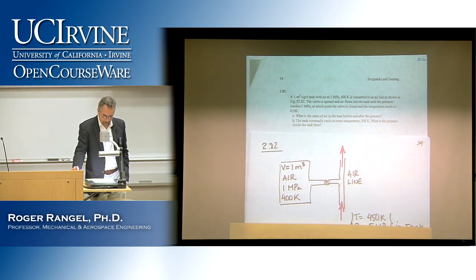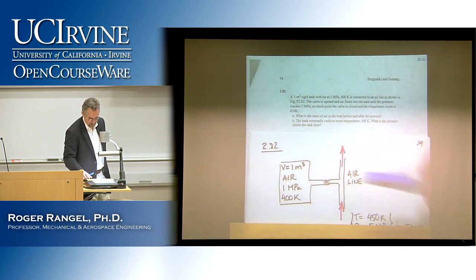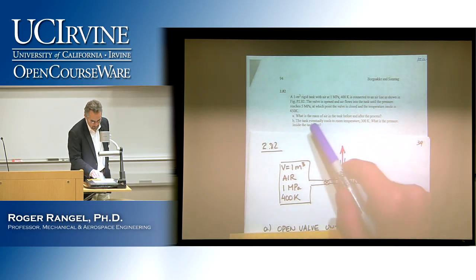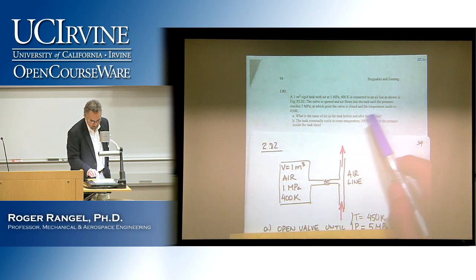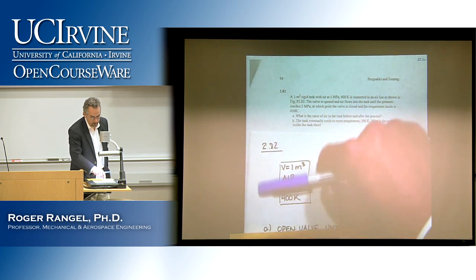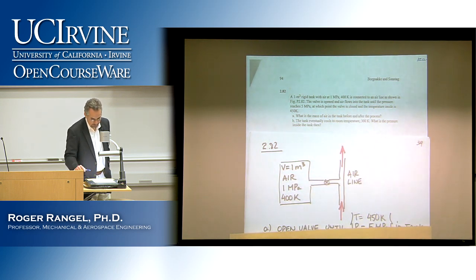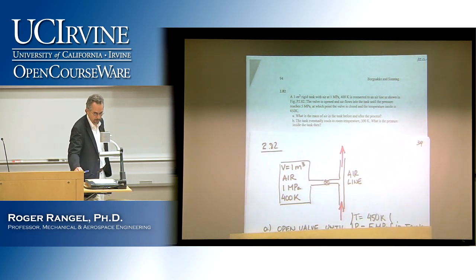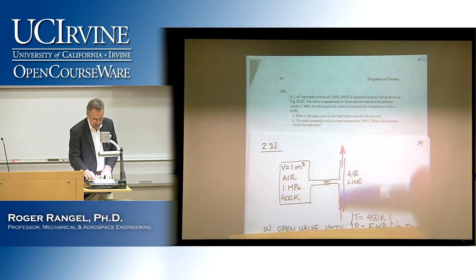Okay. So this line that carries air at, it says here, where is that? Well, it says that this valve will be open so that there will be flow. And then the flow will go from the line to the tank until the temperature inside is 450 Kelvin. Right? And it also says the pressure will reach 5 megapascals. You can pretty much assume that that is the pressure in the line, even though it doesn't say it explicitly.